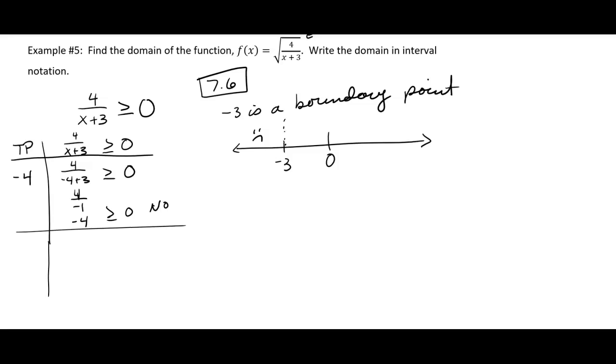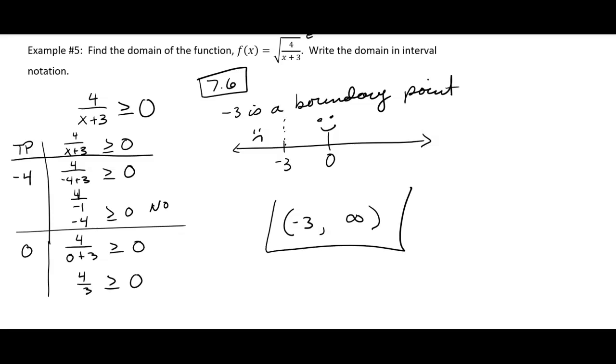So think of a number bigger than -3. 0. 0 is bigger than -3. So 4 over 0 plus 3, is that greater than or equal to 0? Well, you get 4 over 3, which is positive, and yeah, that's greater than or equal to 0. So this side works. So what does the answer look like? What is the domain? It's going to be from -3, but don't include -3 because that makes the denominator 0, to infinity. All of those numbers work. You can put those in and you could calculate the function, and so they get to be part of the domain.